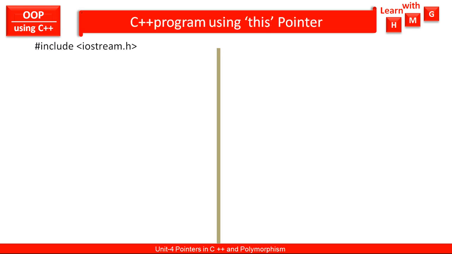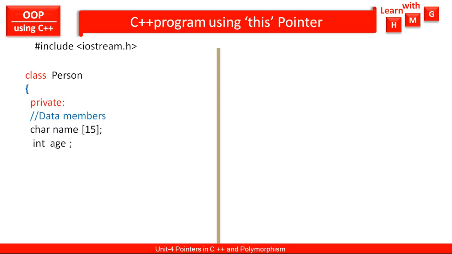So let us start writing a C++ program. So as usual, include the header file iostream.h. Let us declare a class person with two data members name and age. In the private section, name is a string and hence it is declared as a char type array having size 15, and age is an integer value. Then in the public section, the first member function is declared, that is getPerson, which will accept the value of name and age data members.